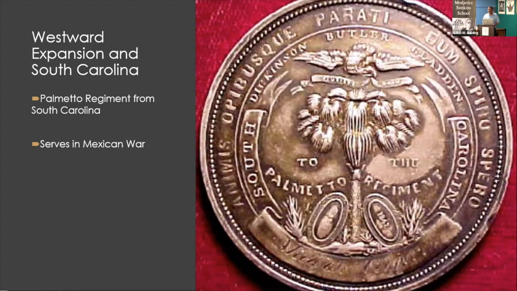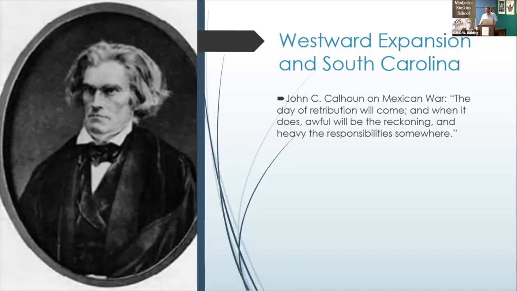However, while the War with Mexico was a successful war for the US, there were some qualms about how the war was fought and why the war was fought. None other than John C. Calhoun himself raised some of these questions at the end of the war. Around 1850, Calhoun said, quote, "The day of retribution will come, and when it does, awful will be the reckoning, and heavy the responsibilities somewhere," end quote. In other words, even Calhoun, ever the erstwhile supporter of expanding slavery, was concerned about the morals and ethics of the War with Mexico. And this was a war that would haunt Americans for generations to come.